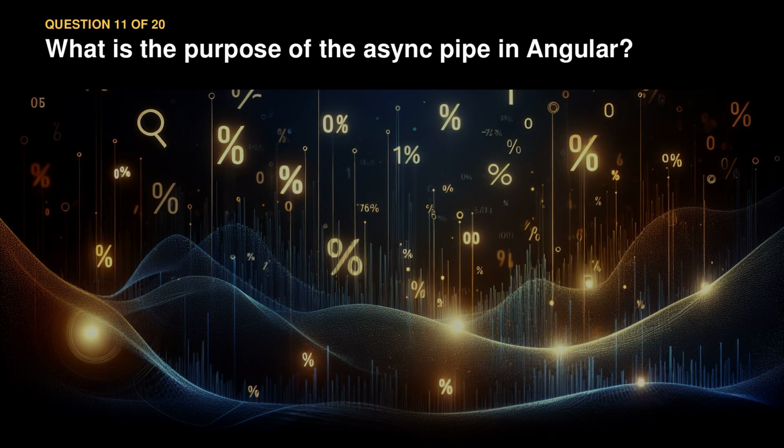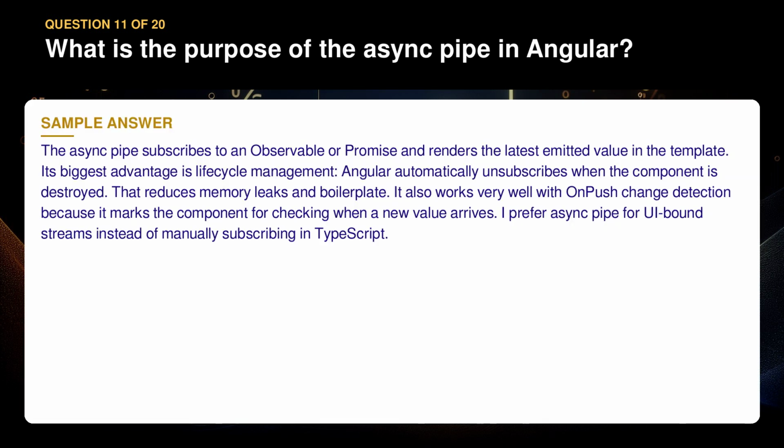Question 11. What is the purpose of the async pipe in Angular? The async pipe subscribes to an observable or promise and renders the latest emitted value in the template. Its biggest advantage is lifecycle management. Angular automatically unsubscribes when the component is destroyed. That reduces memory leaks and boilerplate.